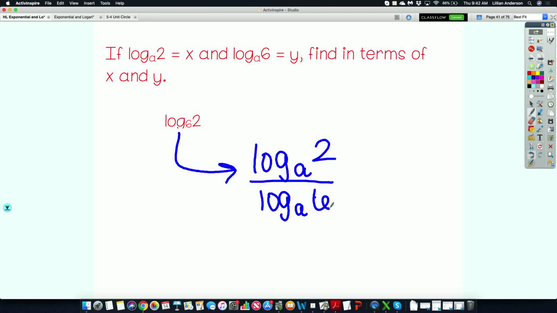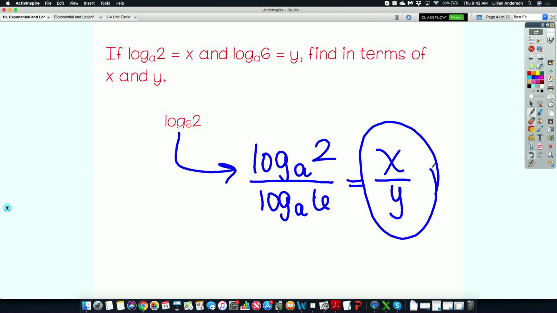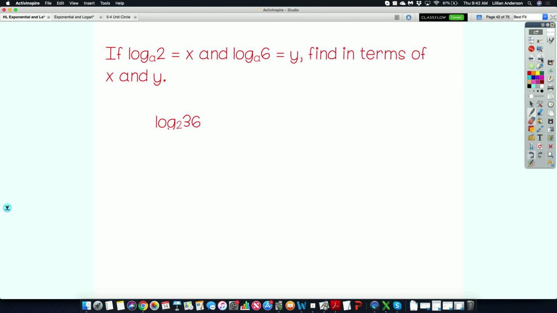And again, we have exactly what we needed. So this is going to equal what? X over Y. So log base 6 of 2 is equal to X over Y. Now, yes, these are pretty simple, pretty straightforward, but I want to make sure everybody understands how you can use change of base to rewrite this in terms of other variables. Same directions. This up here is going to stay the same for all the examples we do. Okay? Let's look at this one.